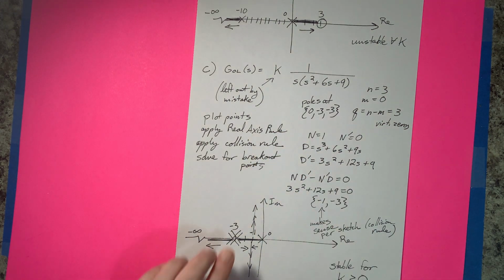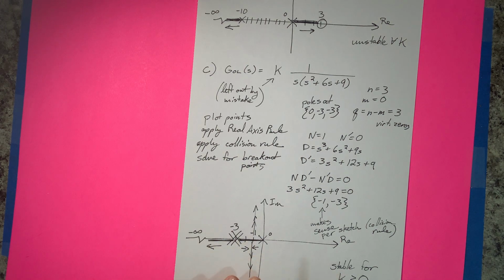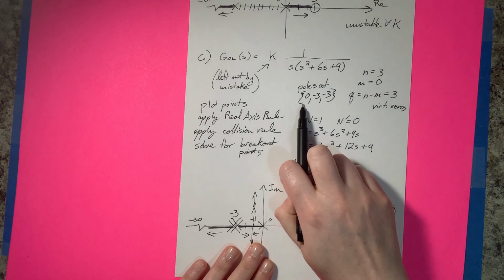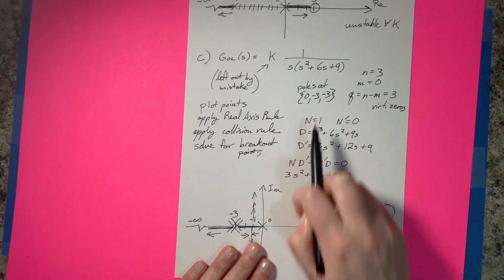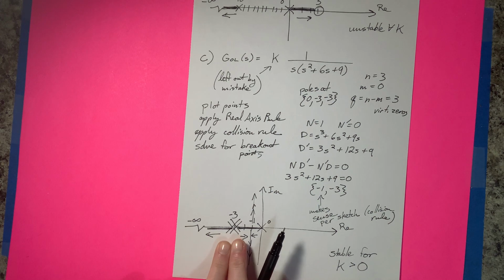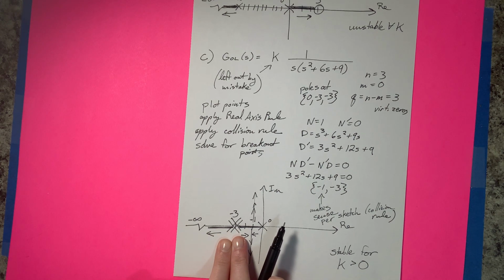Here we actually have just one breakout point, but let's go ahead and plot the points first. So we know that our poles are at 0, -3, and -3, so we have an x at 0. We then have a double x, or a crosshatch, at -3, so we want to show very clearly that we have 2 poles at -3.